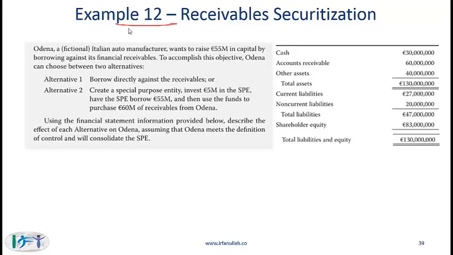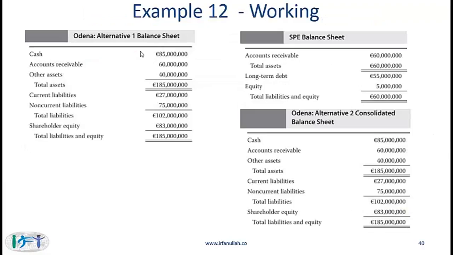Now let's take a look at example 12 from the curriculum, and I want you to read this and do this first before looking at the solution. Here is what you should come up with. This is alternative 1, where the borrowing is happening against the receivables. So notice that the receivables number stays the same. The non-current liabilities go up from 20,000 to 75,000. That is because the borrowed amount is 55,000 as indicated in the question.